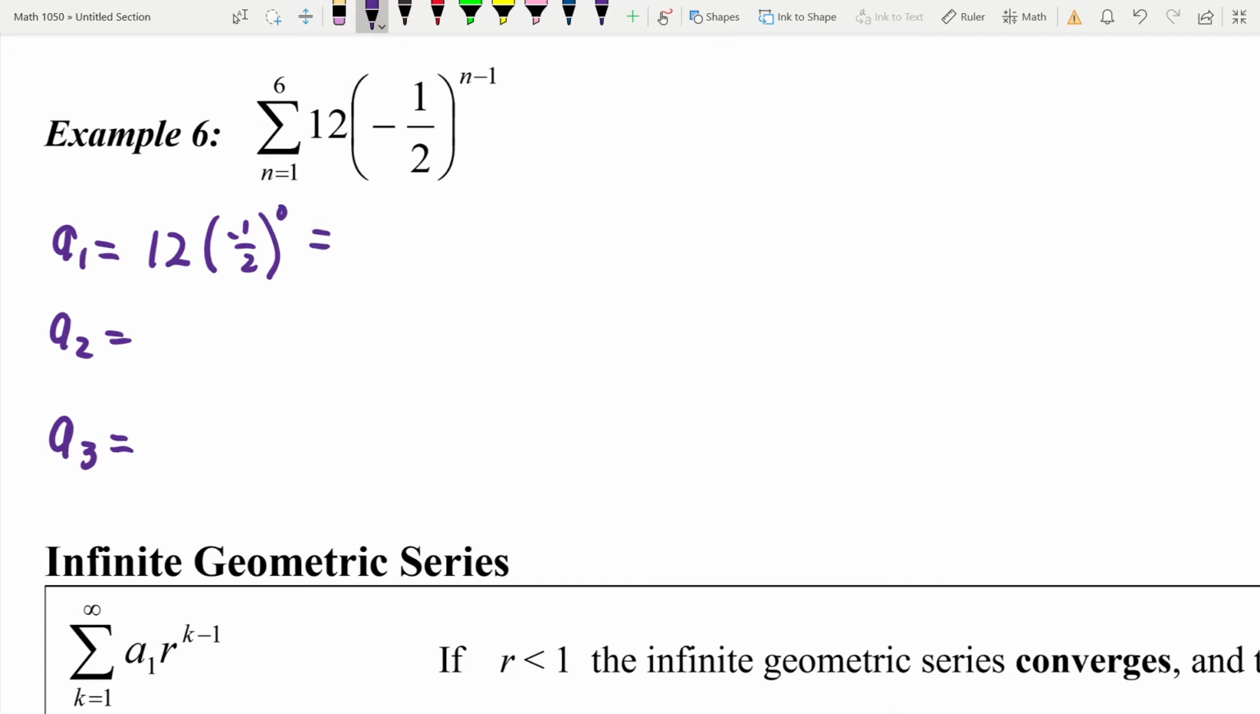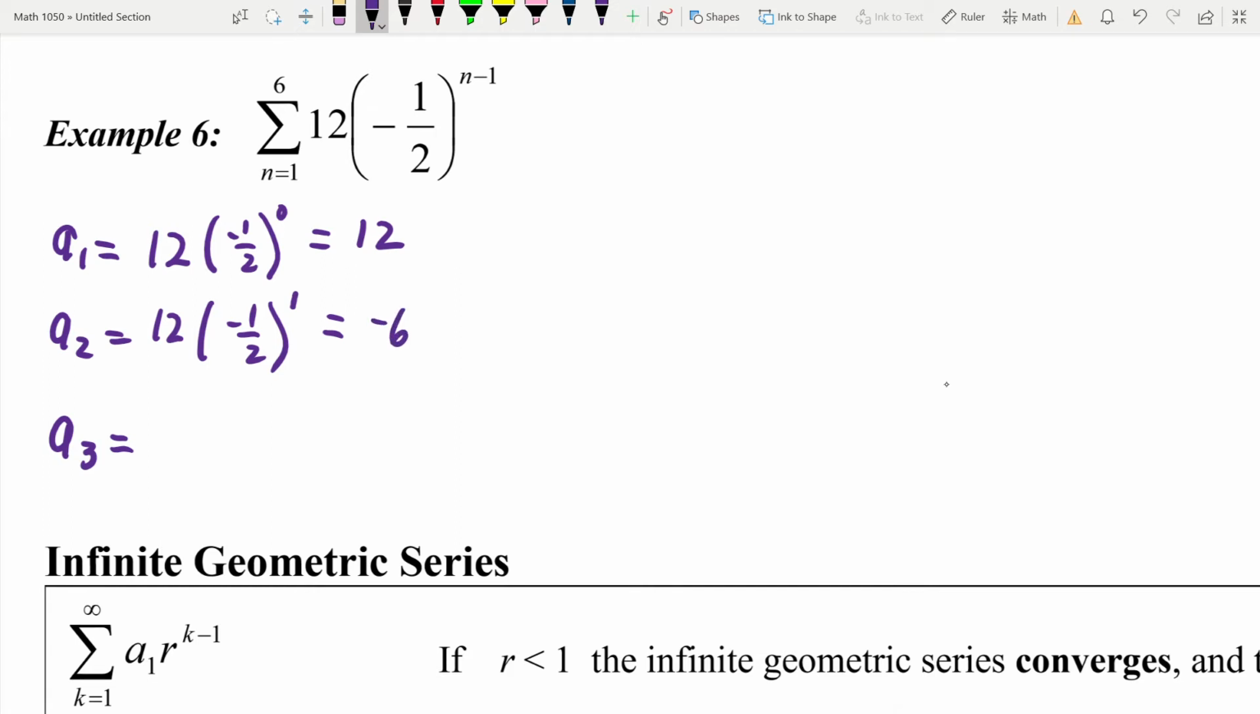Now, I could put it in my calculator, but anything to the 0 power is a 1, and 1 times 12 is a 12. Okay, I'm going to do the next term. So 12 times negative 1/2 to the 2 minus 1 is a 1. If I put that on my calculator, guys, I go 12 parenthesis, negative 1 divided by 2, close it off, hit enter, and I get a negative 6.